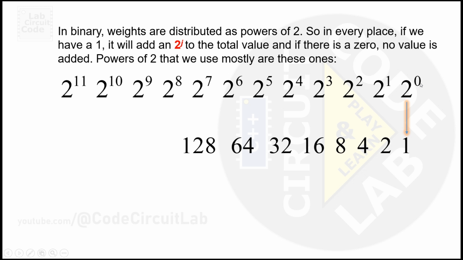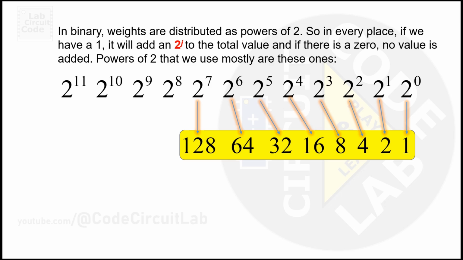2 to the 0th means 1. 2 to the 1st means 2. 2 to the 2nd means 4. 2 to the 3rd is 8. 2 to the 4th power is 16. 2 to the 5th power is 32. 2 to the 6th power is 64. And 2 to the 7th power is 128. These 8 bits here are called 1 byte, and 1 byte can range from 0 to 255.